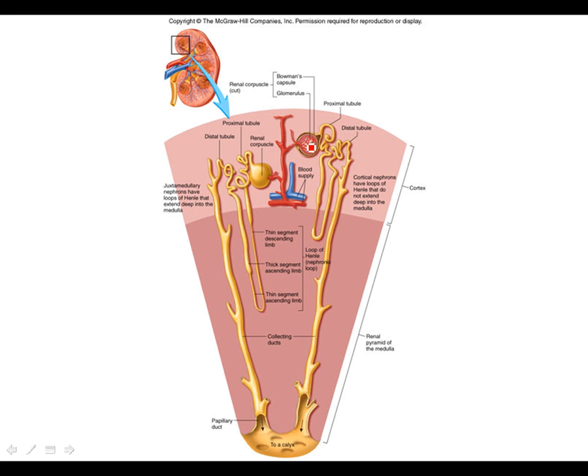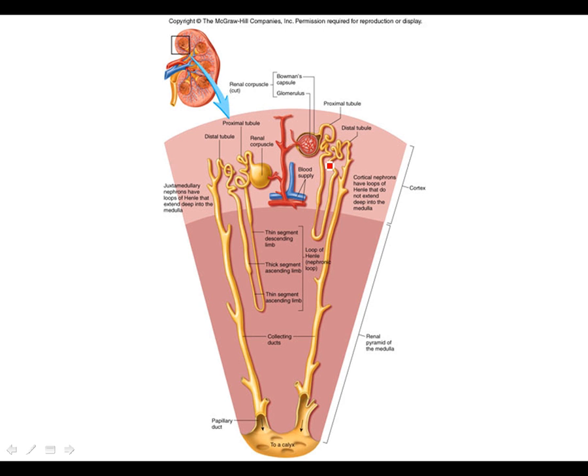The waste products are diffusing out of the blood into the Bowman's capsule. The Bowman's capsule is this part right here that surrounds the glomerulus. So the waste products are diffusing from the blood in the glomerulus into the Bowman's capsule. Then from the Bowman's capsule, the waste products move into the proximal tubule. This right here is the proximal tubule, called proximal because it's the closest to the point of attachment, closest to the renal corpuscle.